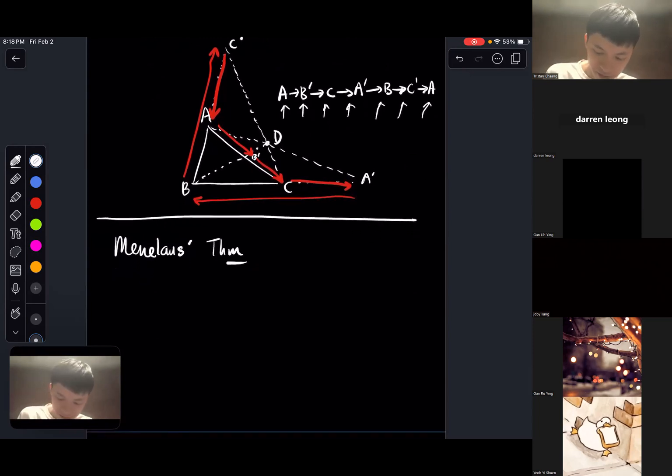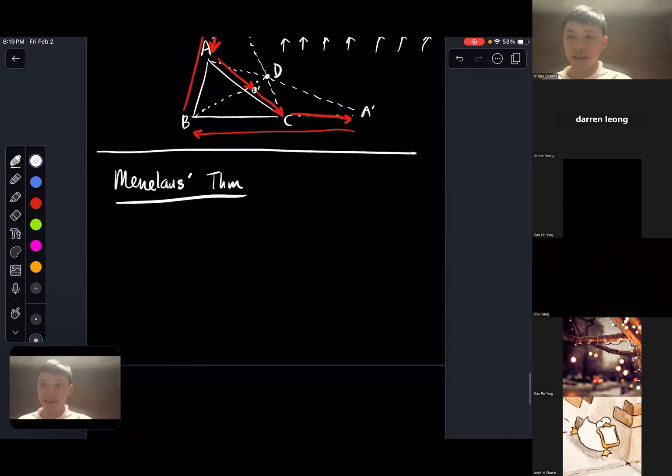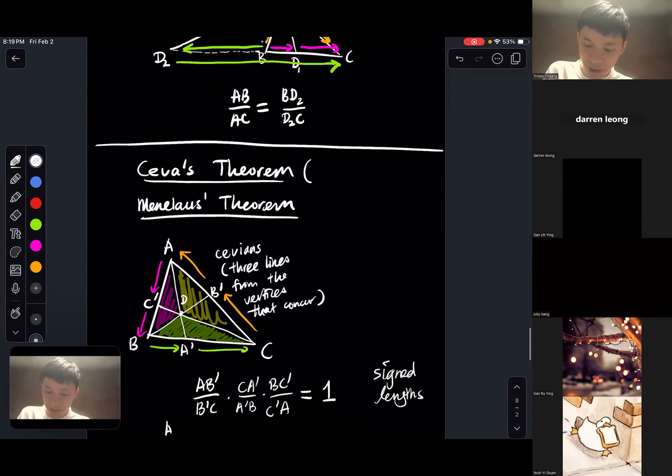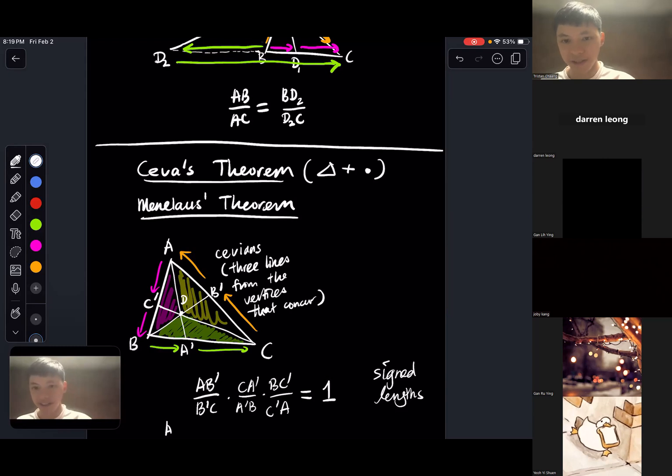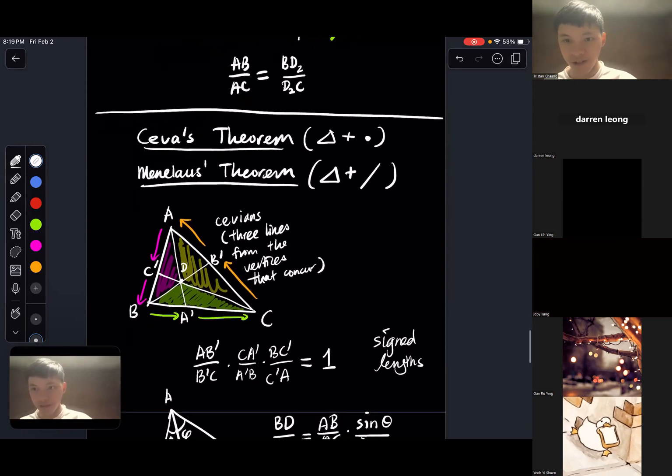So, Menelaus's theorem is instead of Ceva, where you have a triangle and a point, and then you have a bunch of ratio stuff that comes up. Menelaus's theorem is a triangle, and you're given a line, and then you can give birth to a lot of ratios.